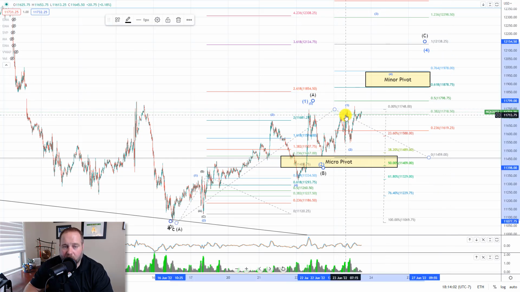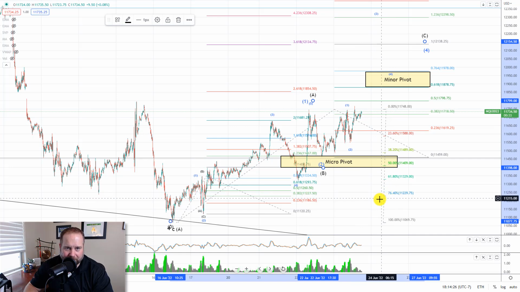Again, same type of scenario on a breakdown where we have an A, B, and then we would look for a C wave down into a bigger support level that we were looking at yesterday in that 11,409 to 11,229 range. So same kind of setup on the Nasdaq. They need to push through the pivot and then up to at least the 1.0 at 12,138, or up to the 1.236 or higher at 12,298, then come back and hold the pivot from there. Otherwise, we look for a breakdown into that support zone for a bigger wave B.